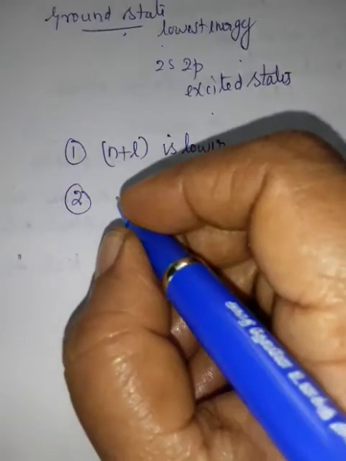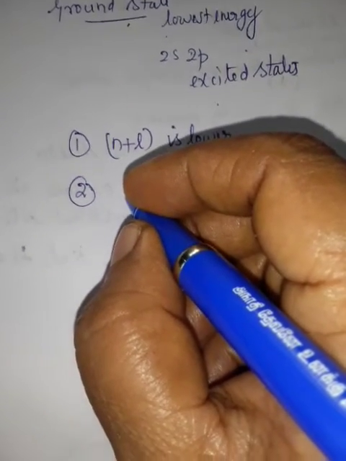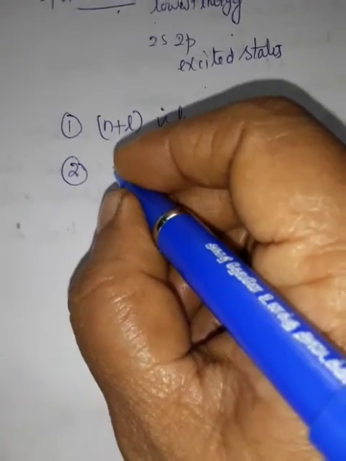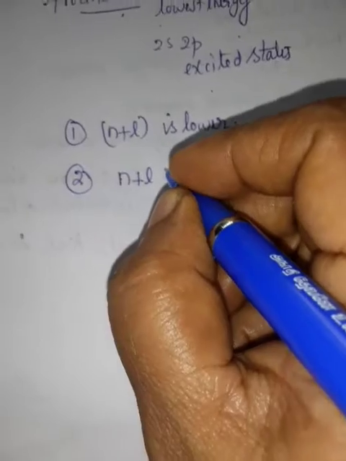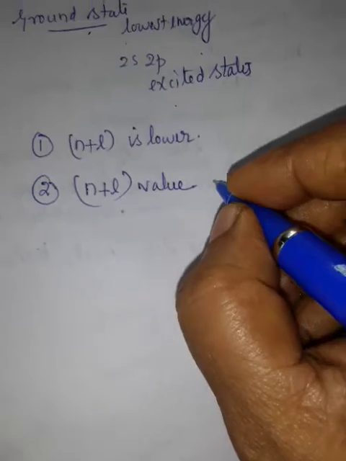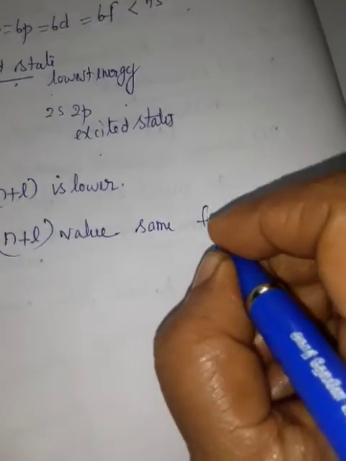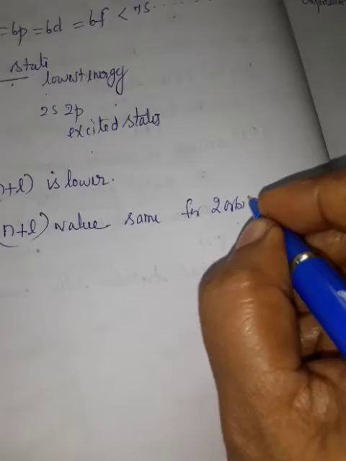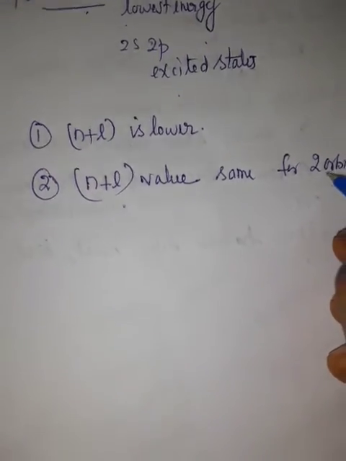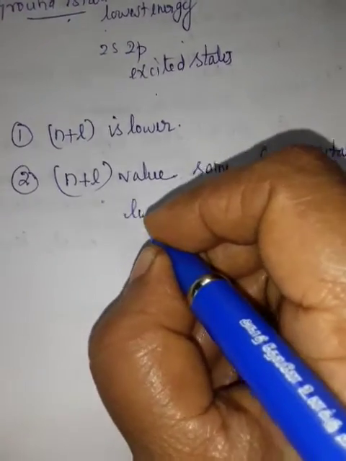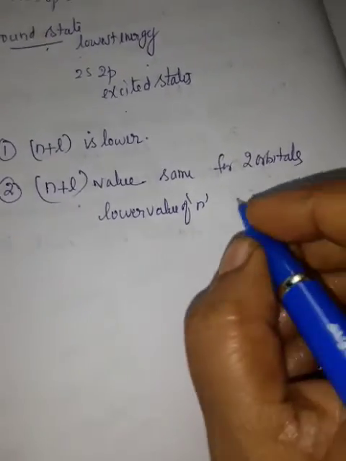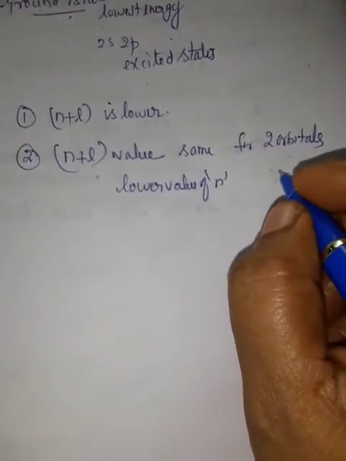Second rule: if two orbitals have the same n plus L value, then find the one with the lower value of n, and that orbital is filled first.